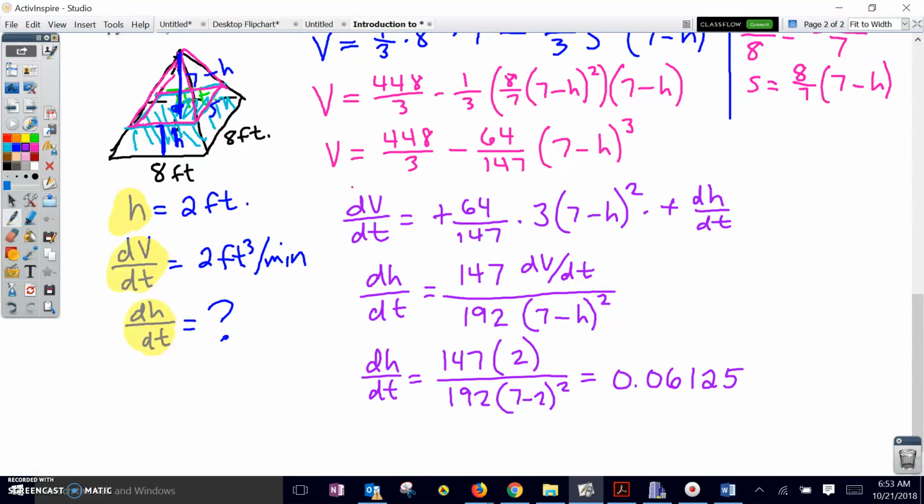And now all I need is my units. And let's see, change in height. Height is measured in feet. With respect to time, time is measured in minutes. So the units for this is going to be feet per minute.